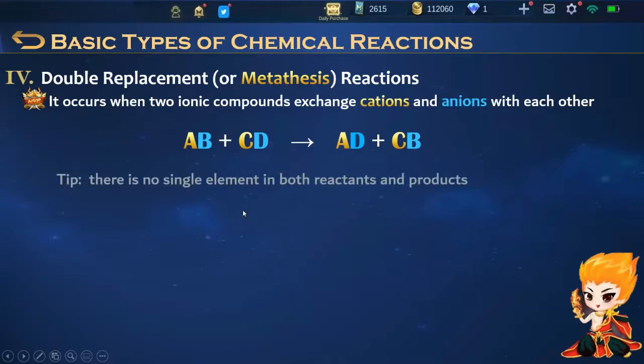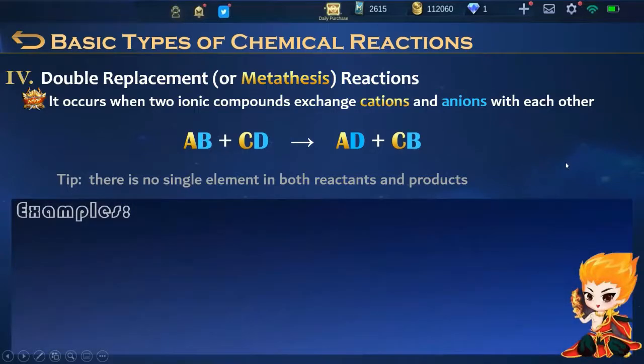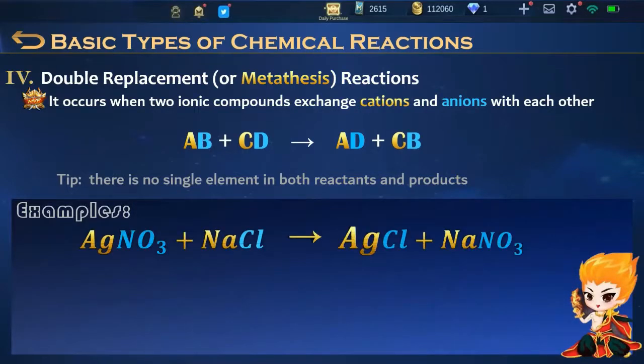If there is no significant... para sa dali na siya ma-identify, there is no single element in both reactants and products. Naagid siya partner, naagid siya uyab. Okay, let's have an example.